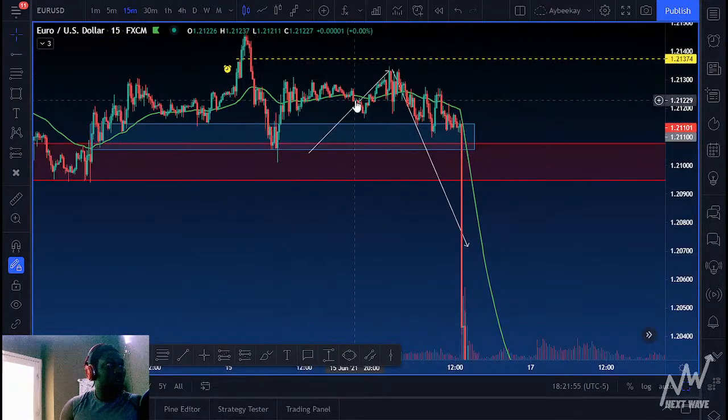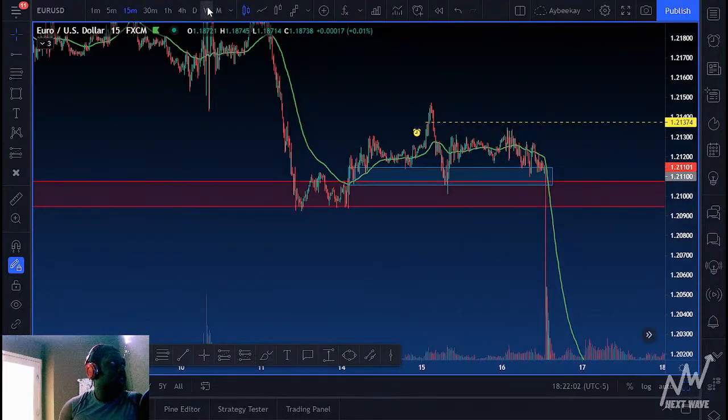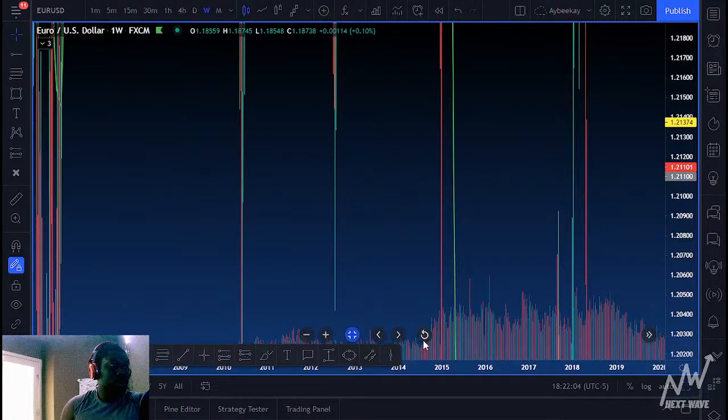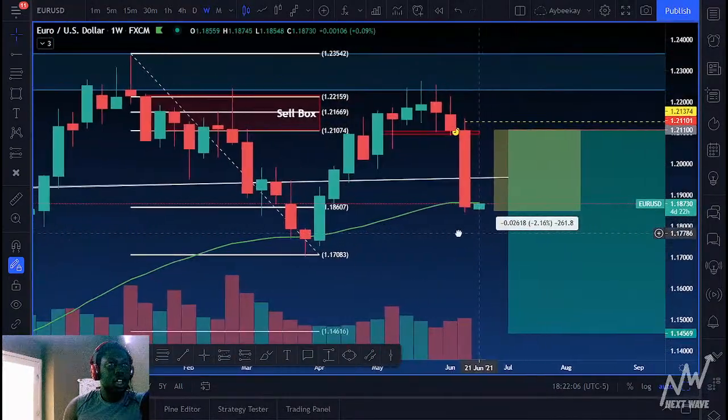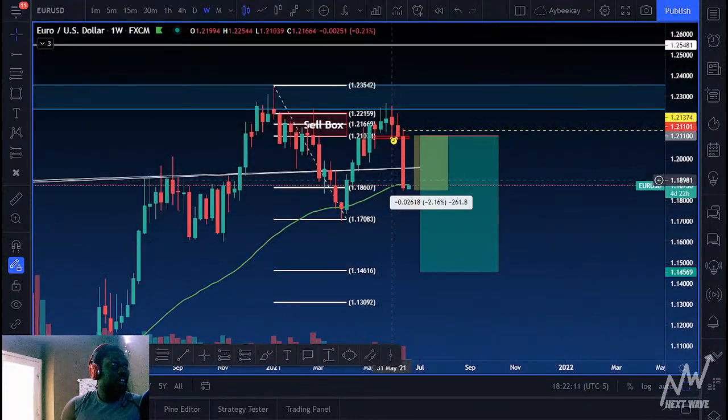Let me get rid of all this. I'm going to leave that alert there because I might need it. Okay, go on to the weekly time frame. All right, so weekly time frame. I love this bearish engulfing candle. Like I said with the DXY, there hasn't been a bearish engulfing candle like this in a while, so that is giving me good signs.